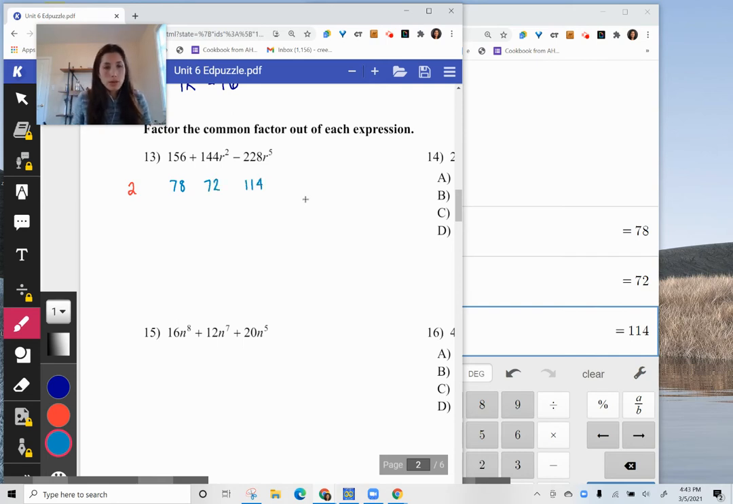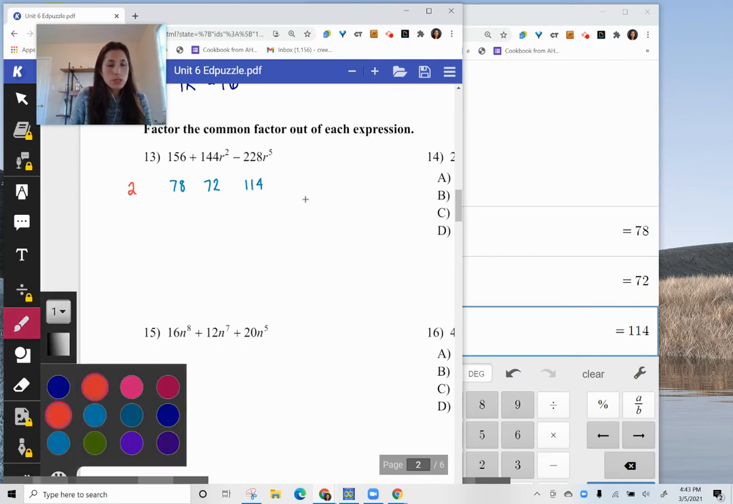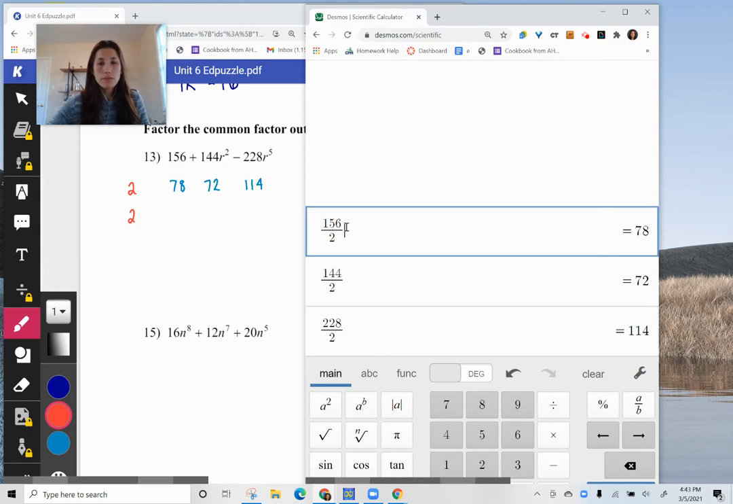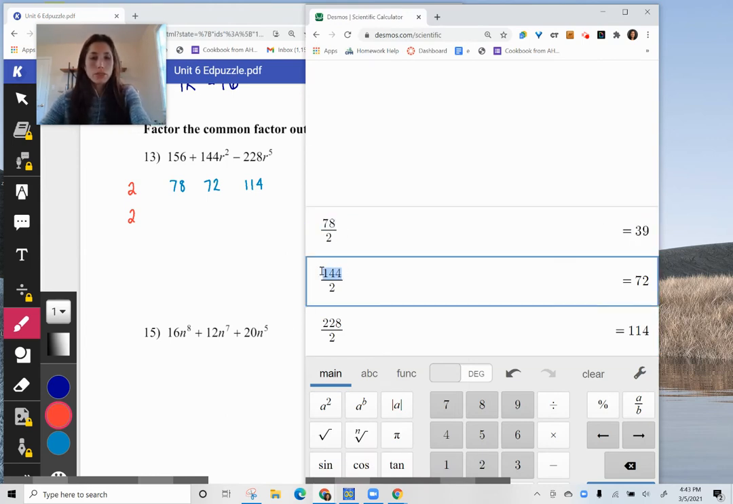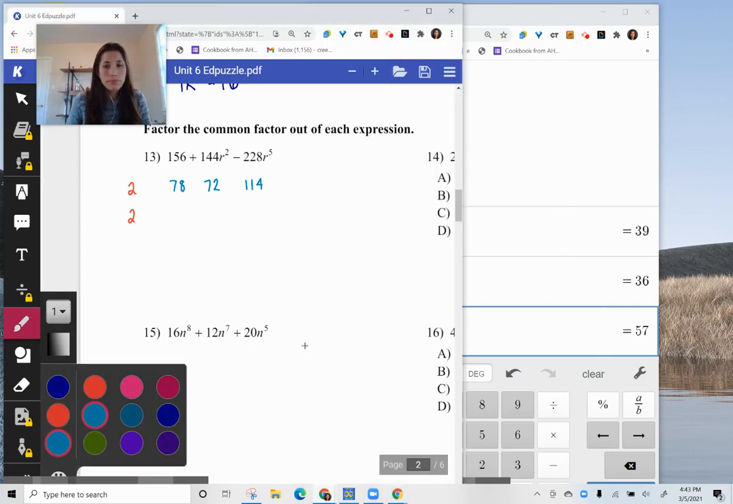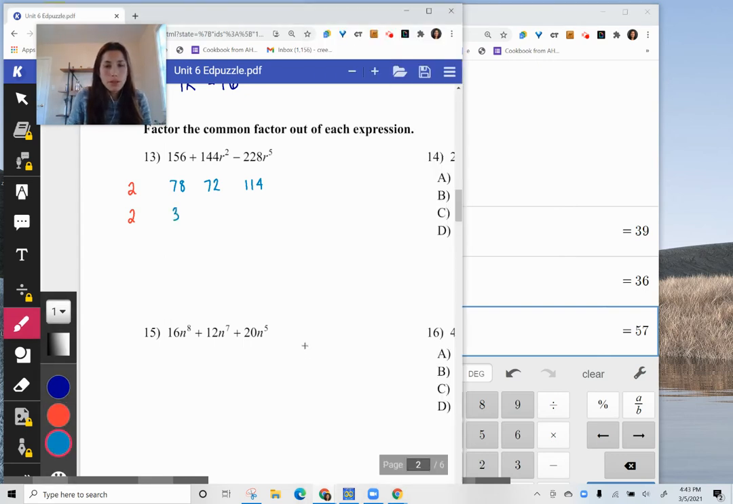So now I say to myself, okay, guess what? I know 2 goes into each of these. So I'm going to take out another 2. So let's do 78 divided by 2. Let me change this to a 78. Let's do 72 divided by 2, and let's do 114 divided by 2. All right, so then we get 39, we get 36, and we get 57.